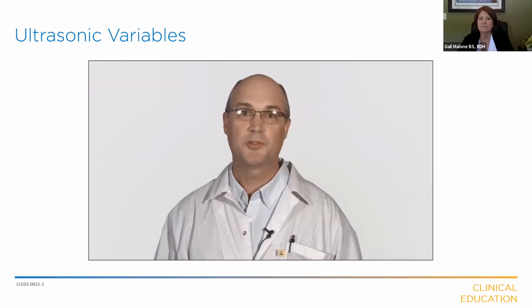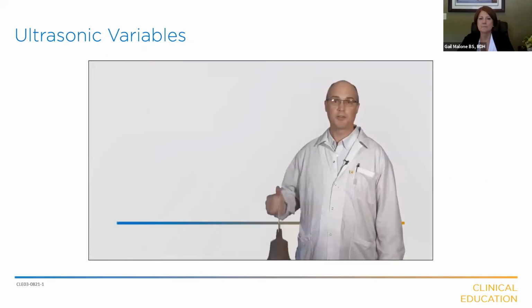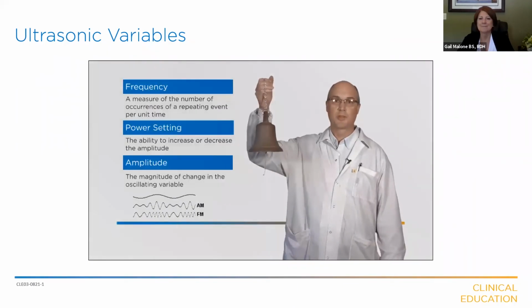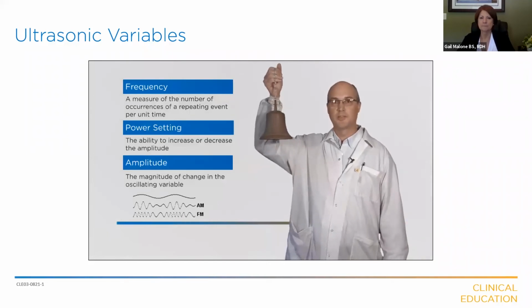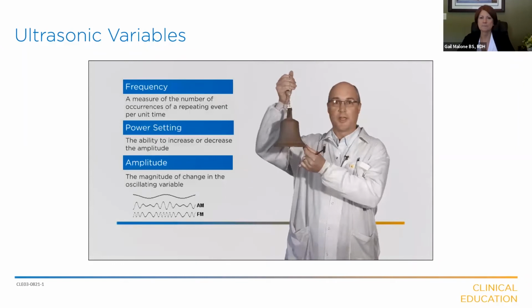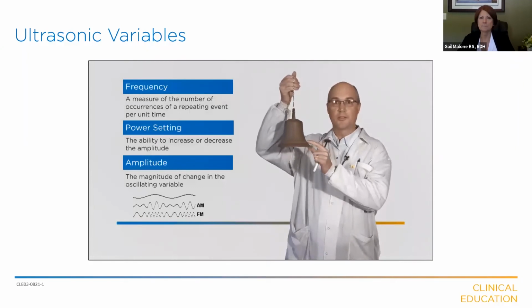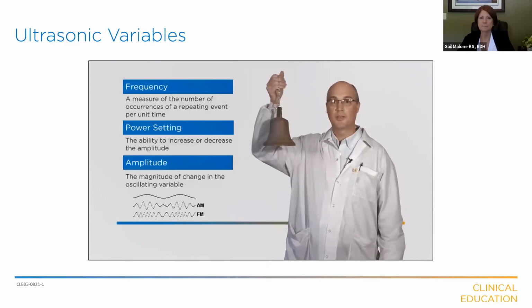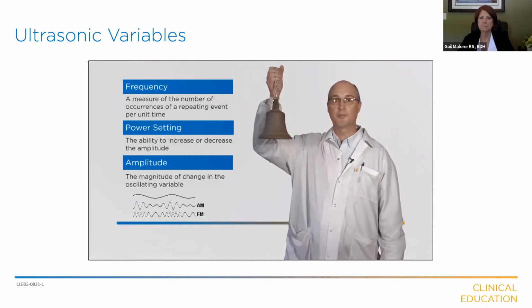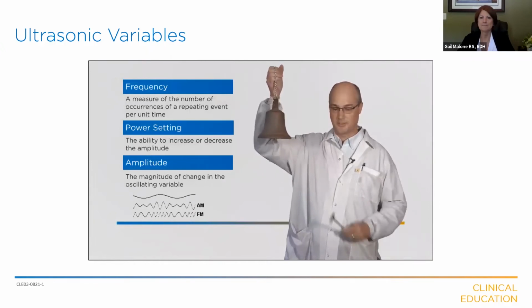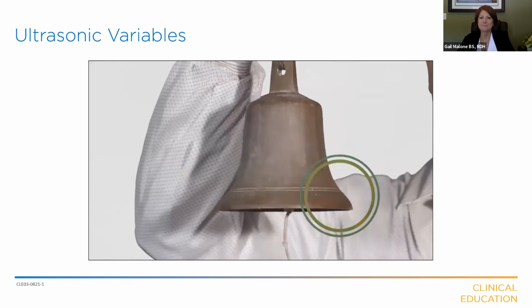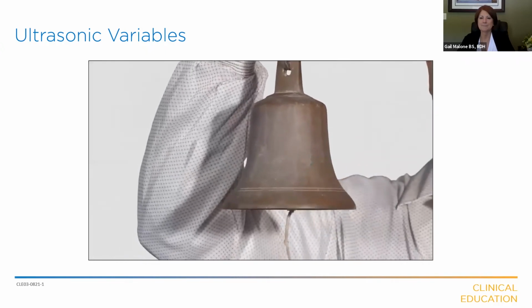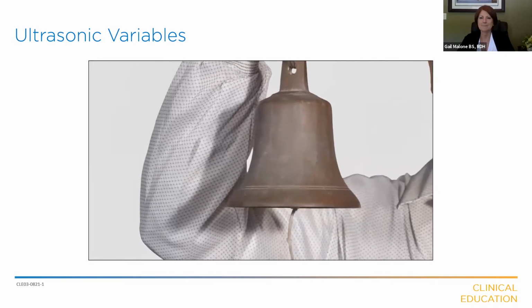Today we're going to talk about two important concepts, frequency and amplitude. I brought this bell to demonstrate both. Now the bell has a resonant frequency, a natural resonance based on its diameter, its weight, and its material construction. And that defines the frequency at which it would ring. If I strike the bell, what you hear is its natural resonant frequency.